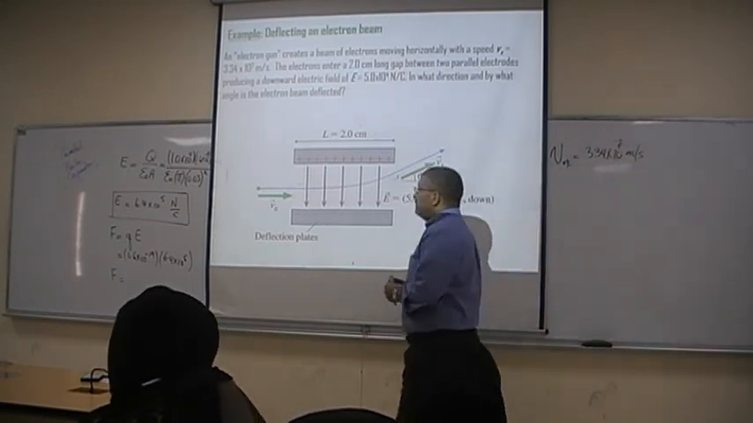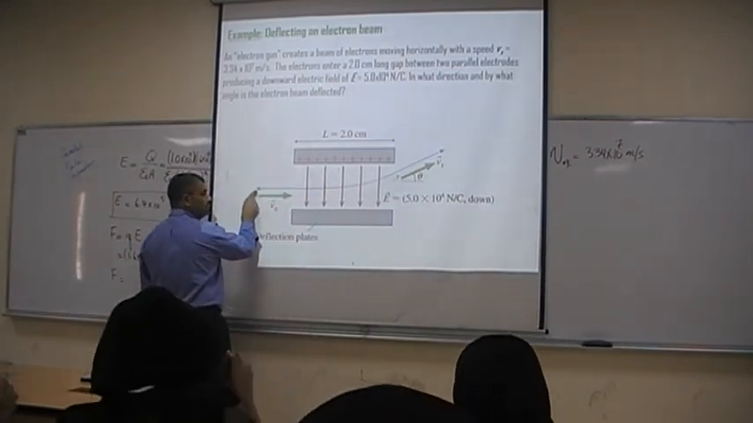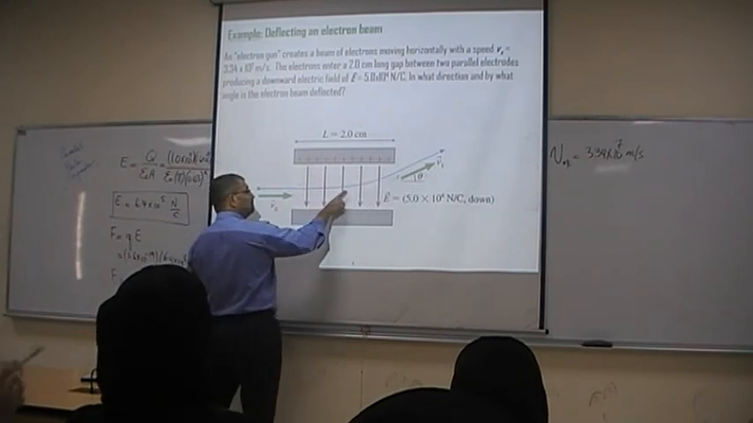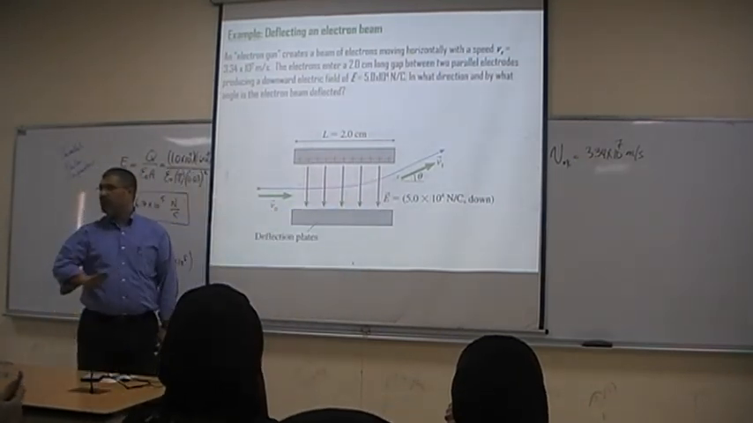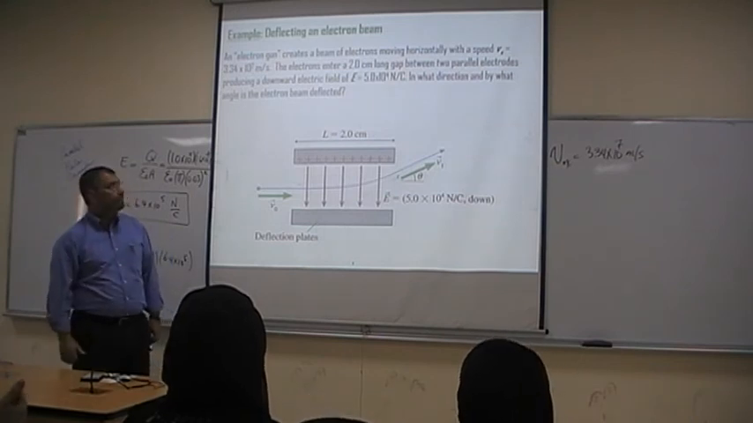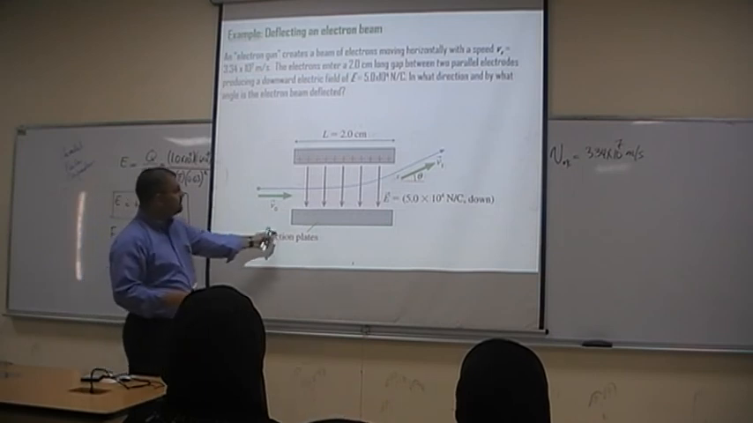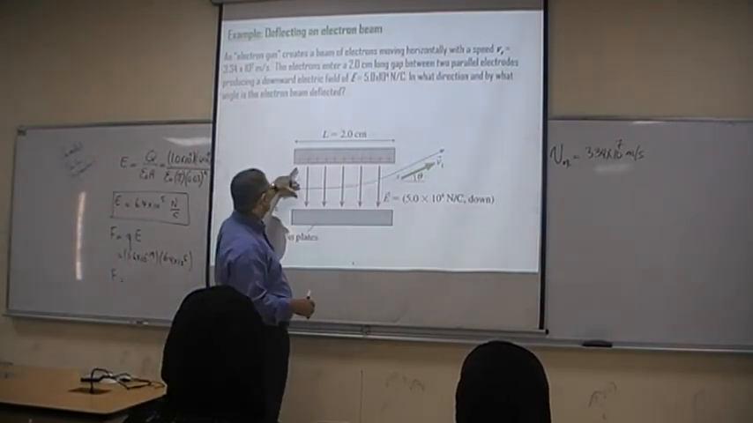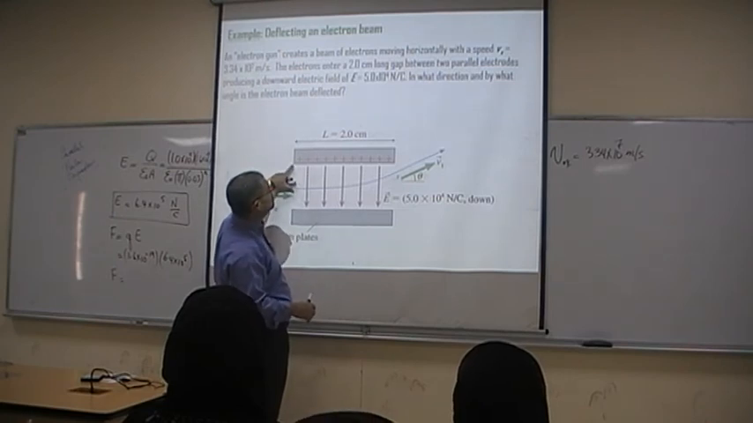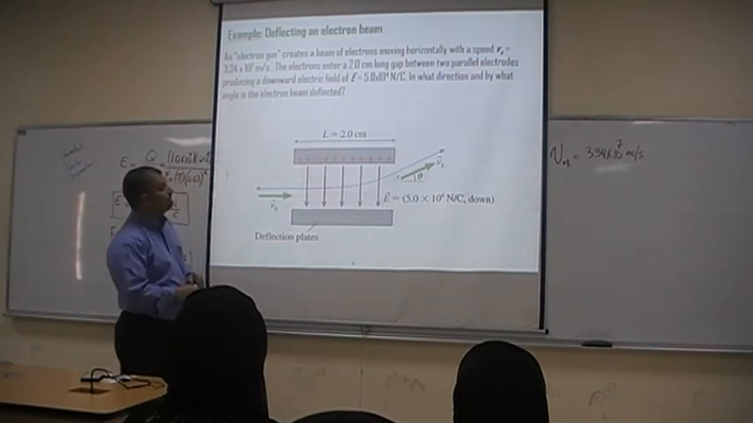When it enters the uniform electric field, this is an electron. What's going to happen to it? Yeah, it will be projected up, right? Just like the projectile motion which we described earlier. Okay, so the electrons enter at 20 centimeters. He's talking about the gap. The gap is 2 centimeters, and also the length of the plate is 2 centimeters.